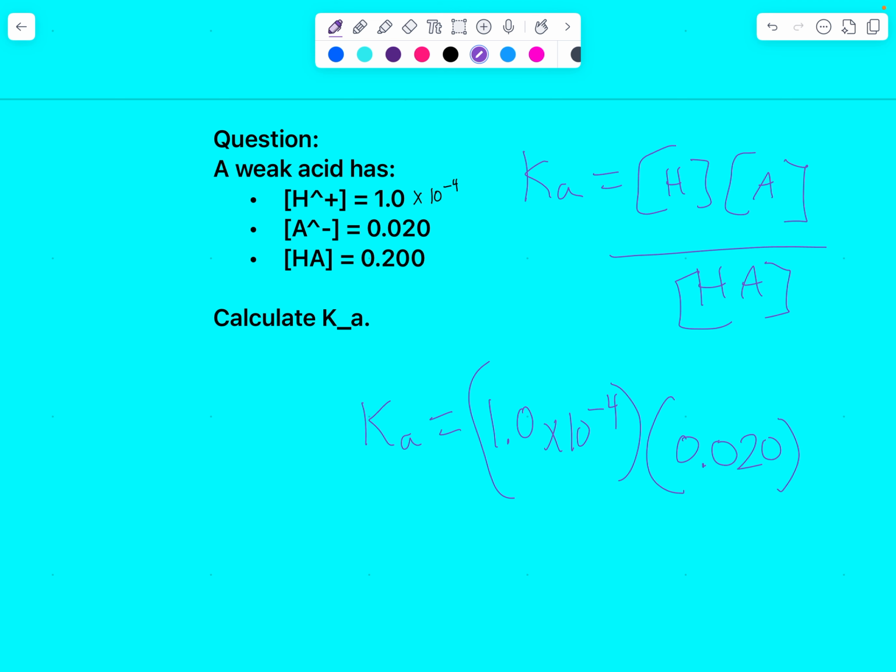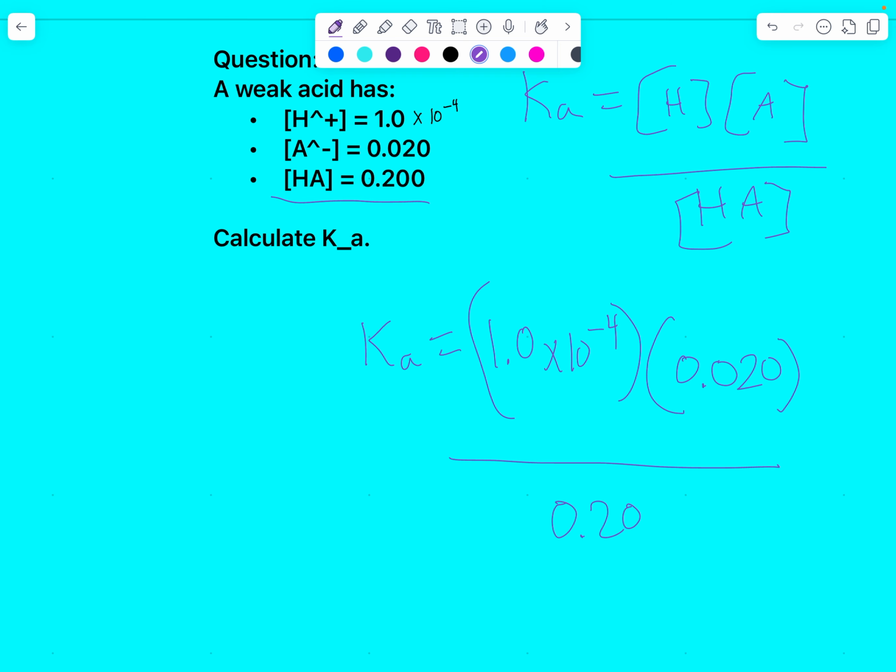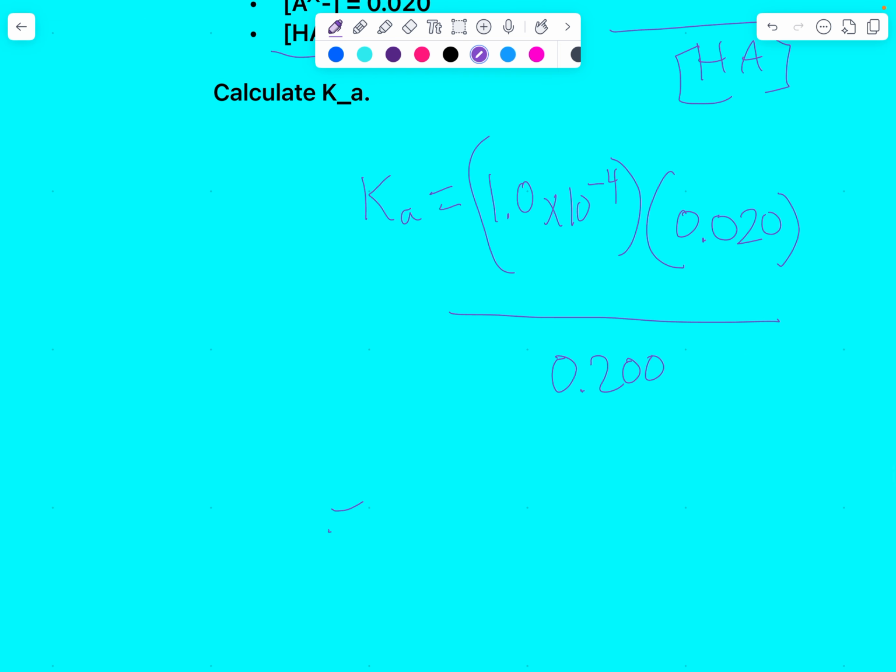0.020. Careful there. And then HA is 0.200, right? So you're going to get 1.0 times 10 to the negative fifth when you plug that into your calculator. All right.